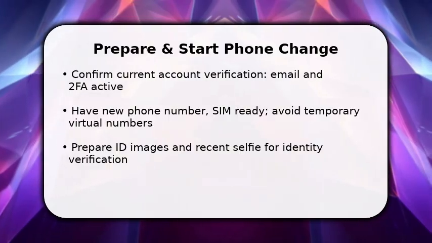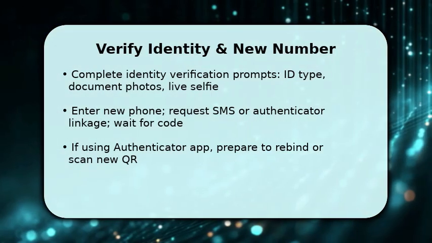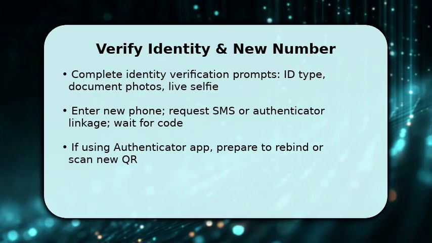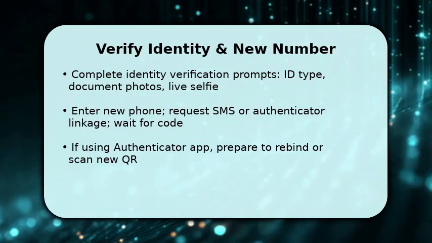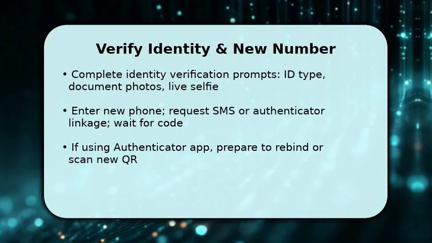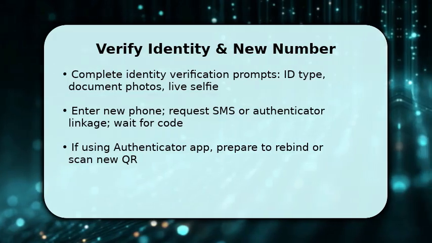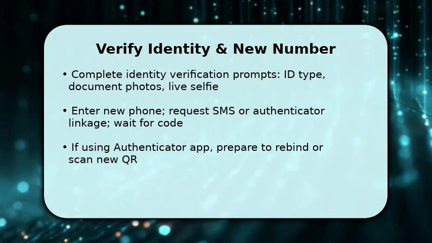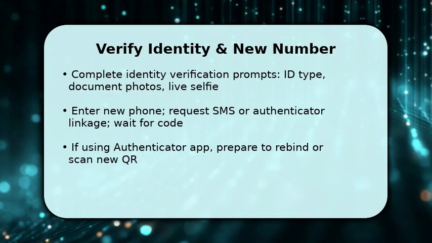Once you've entered the current code, Binance will require identity re-verification for security. Follow prompts to upload your ID and a live selfie. The system may ask for additional angles. After identity is accepted, enter your new phone number and request the SMS code.